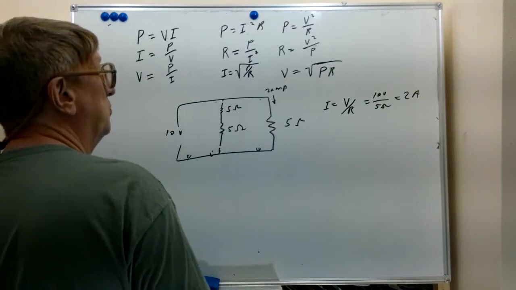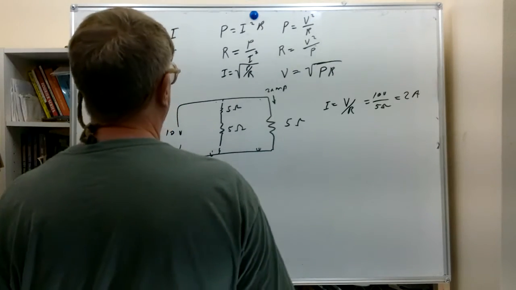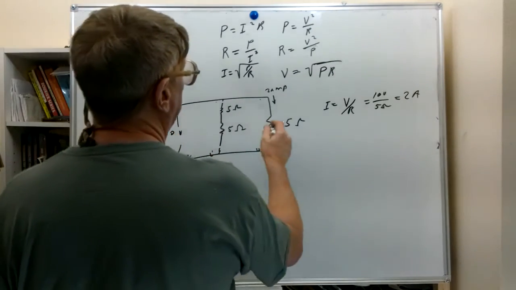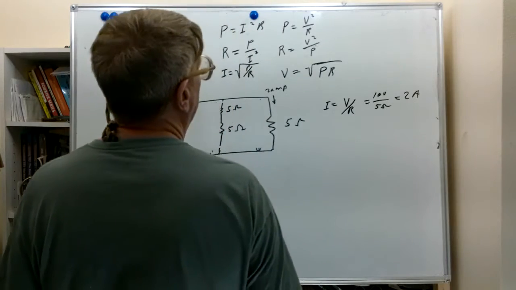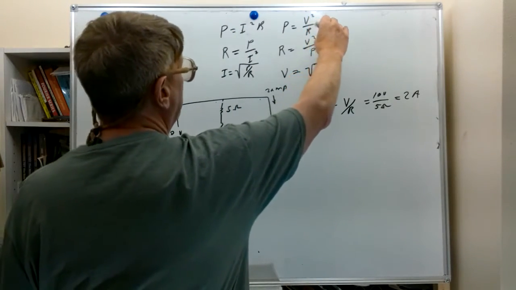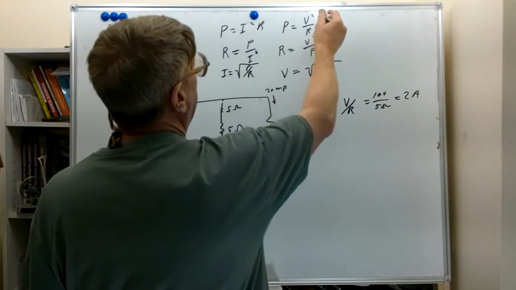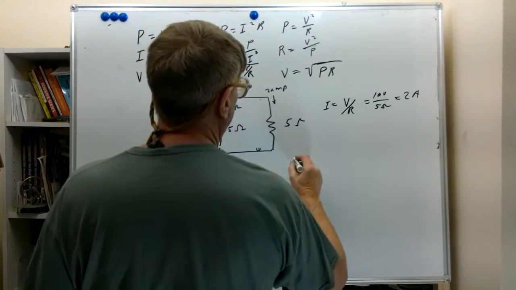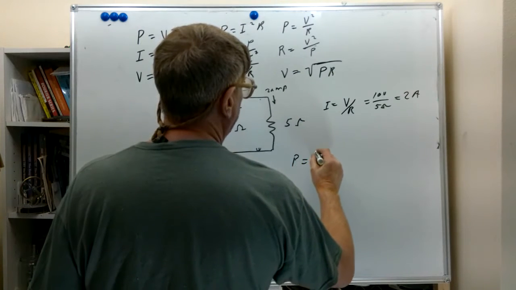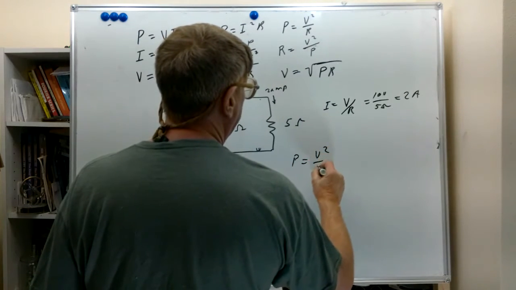Let's calculate the wattage with the original voltage and ohms given. So we want to find a formula up here that has voltage and resistance and gives power. Well, here we have it. Power equals voltage squared divided by resistance.